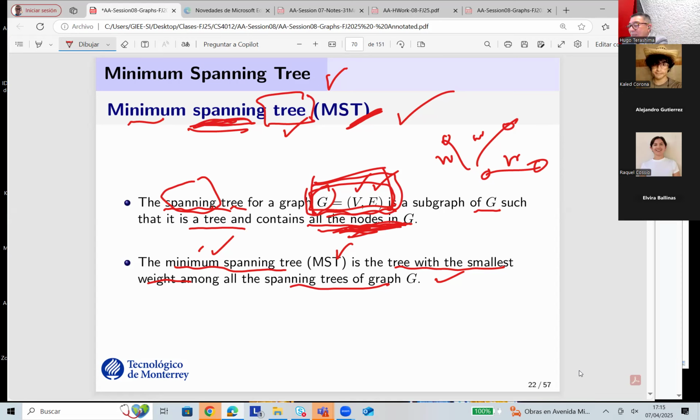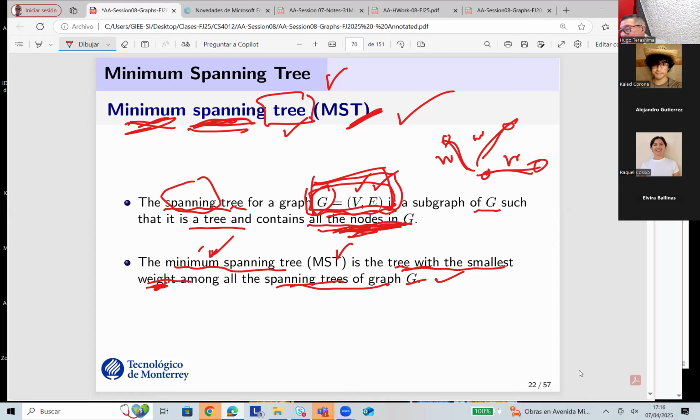And what is the third condition for getting the minimum? Well, it's the spanning tree with the minimum weight, right? It's a tree with the smallest weight among all the spanning trees of G, right? It means that I have weights on the edges, and I'm trying to find a tree that connects all the nodes but has a minimum weight.